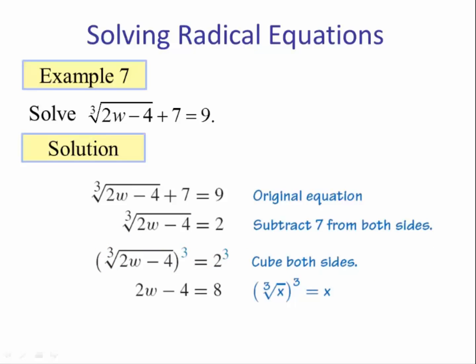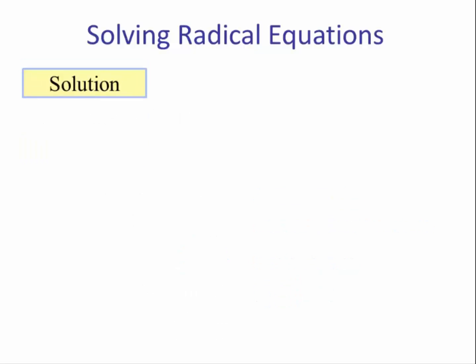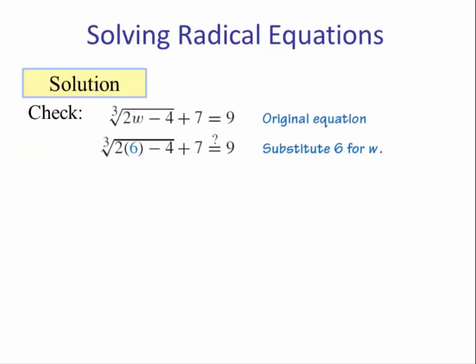So we have 2w minus 4 equals 8. We add 4 and divide by 2, and w is equal to 6. To check it, we start with the original equation and substitute 6 for w. 2 times 6 is 12, minus 4 is 8. The cube root of 8 is 2, and 2 plus 7 is 9. It checks. It's a true statement.